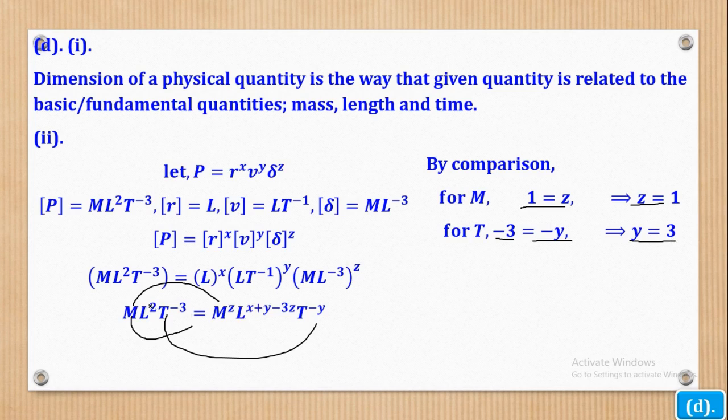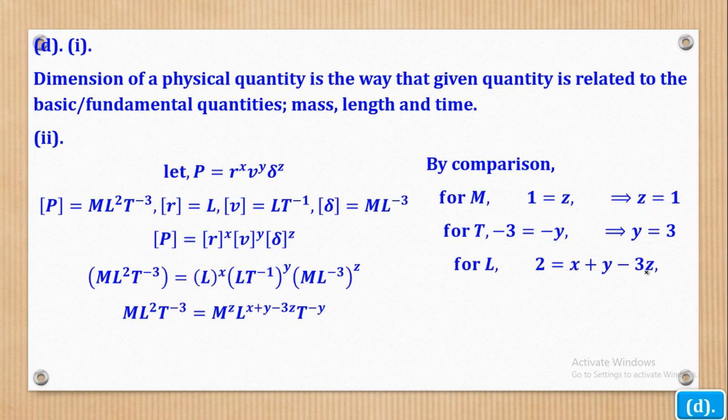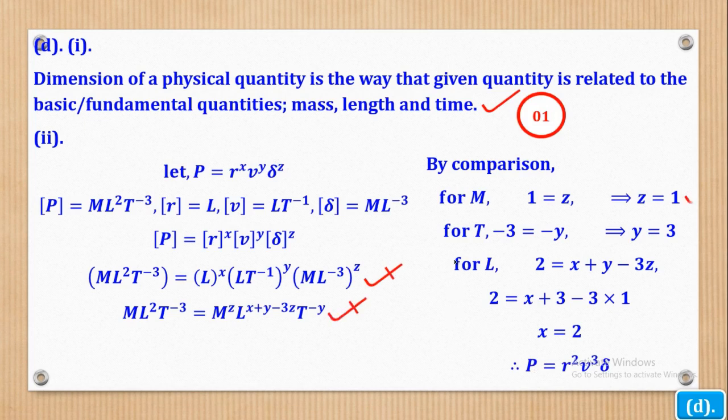Then for L, this side it is 2, and this side it is X plus Y minus 3Z. So I'll say 2 is equal to X plus Y minus 3Z. But the good thing, I know the value of Y and the value of Z. So I'll substitute, and I remain with only one unknown, which is X. Therefore when I make X the subject, it will be 2. Now that I've got X, Y, and Z, I'll substitute them here to get the required relation, which is that. So basically that is what they wanted.